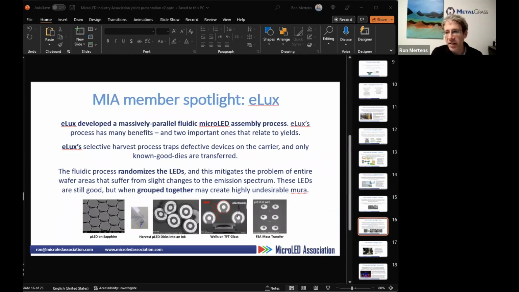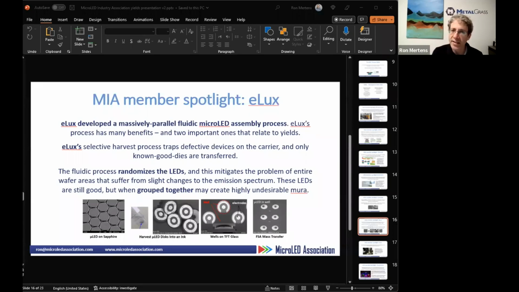So the main reason here is that you can tune the process so bad or defective LEDs are not picked up by the process into the ink and do not fall into the well. And this means that only working LEDs are actually used. And this obviously affects your yields and improves them. But a main advantage here is that this process actually randomizes the LEDs. So you take the LEDs from the wafer and put them into the ink, and they all mix together.